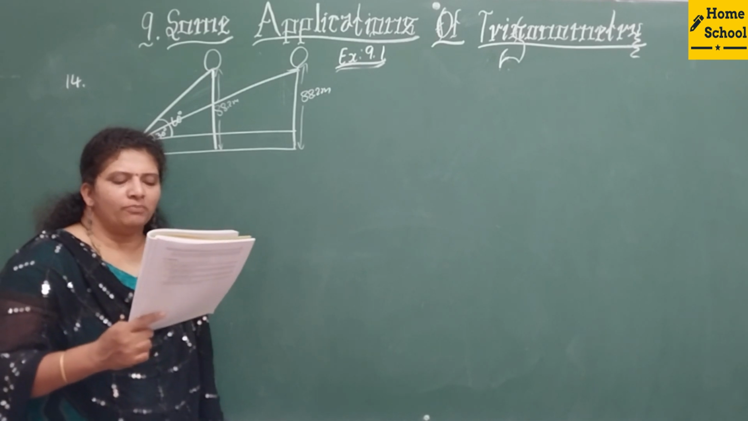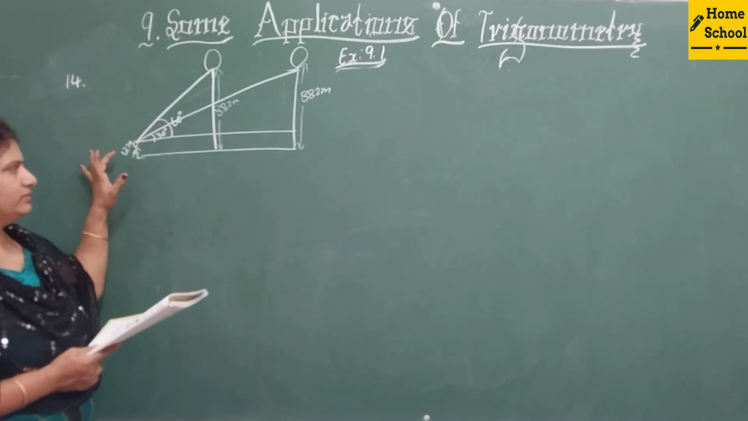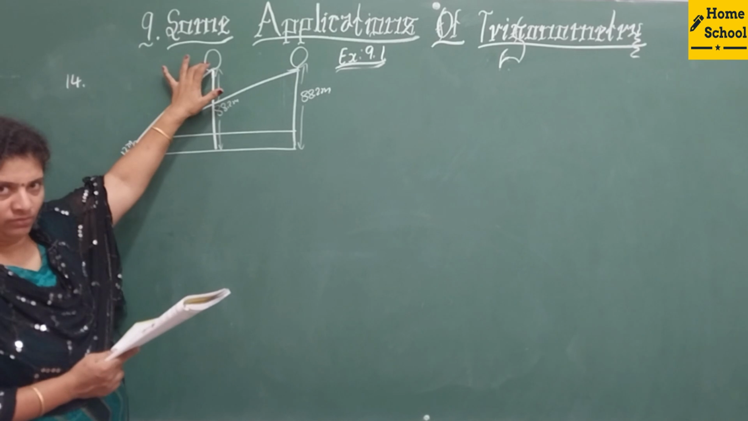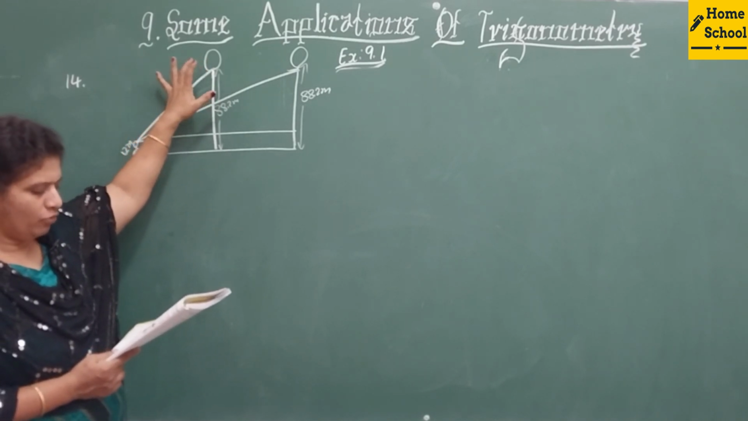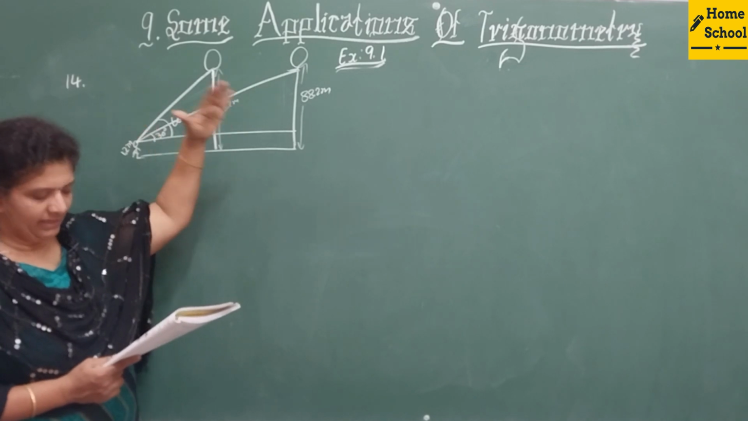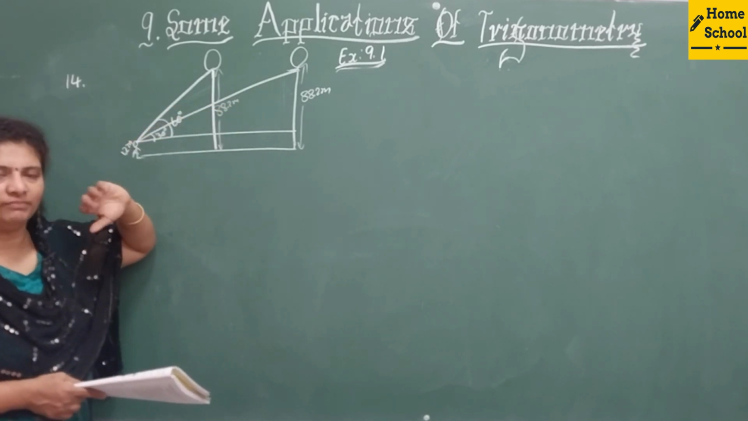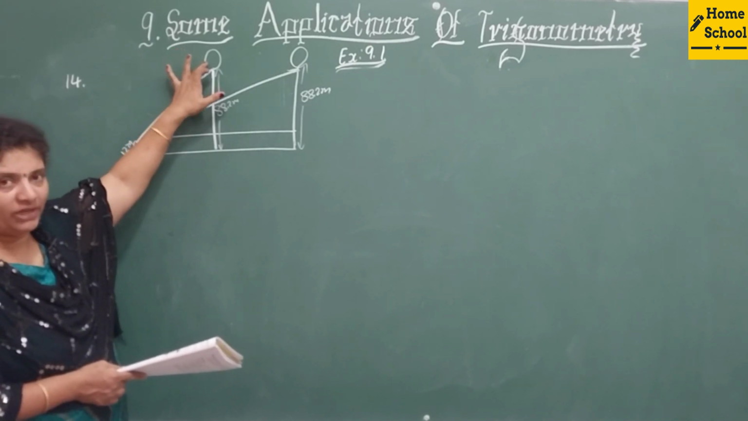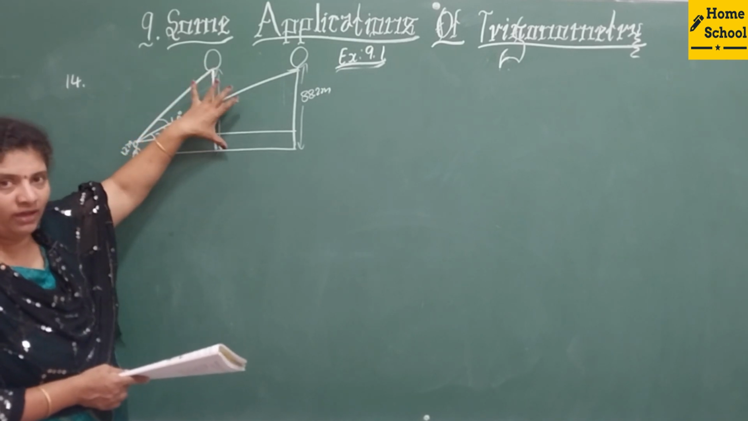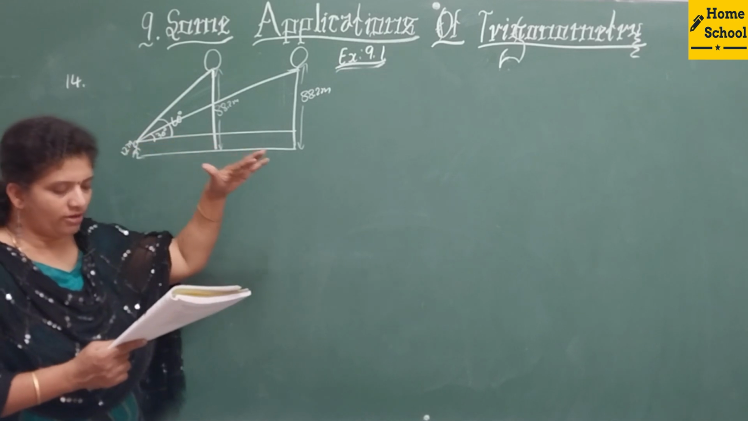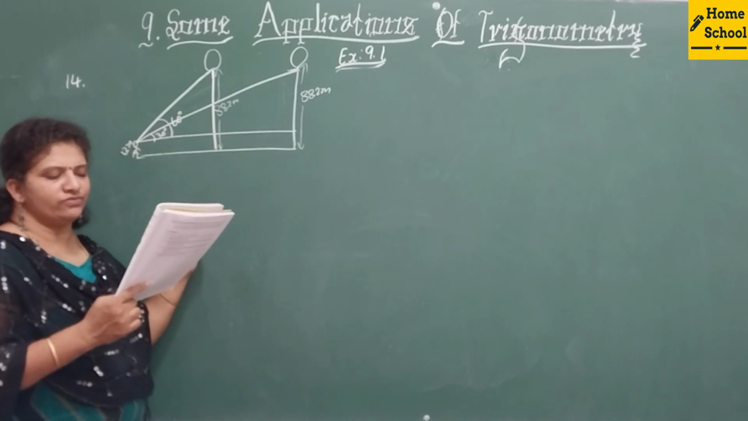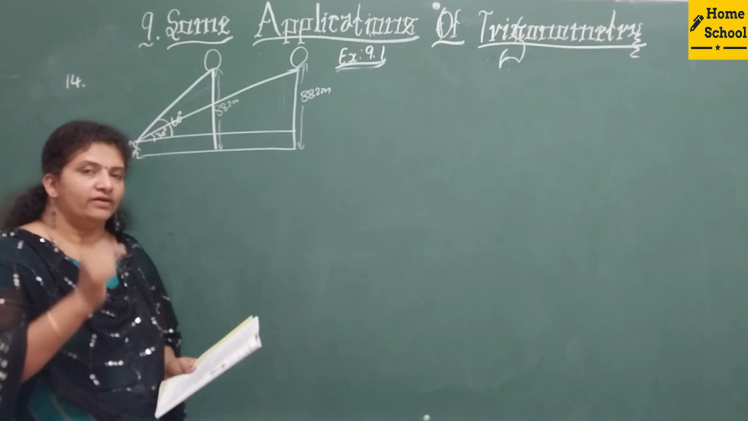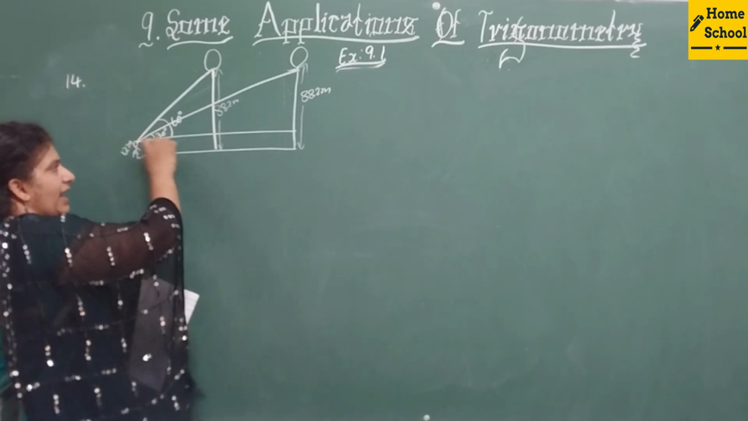14th problem. A 1.2 meter tall girl spots a balloon. This is a balloon. She sees a balloon moving with the wind in a horizontal line at a height of 88.2 meter from the ground. So this girl has seen a balloon, and that balloon is 88.2 meter above the ground level and it is moving in a horizontal line. The angle of elevation of the balloon from the eyes of the girl, that point to be noted, from the girl's eye means girl height we should remove.